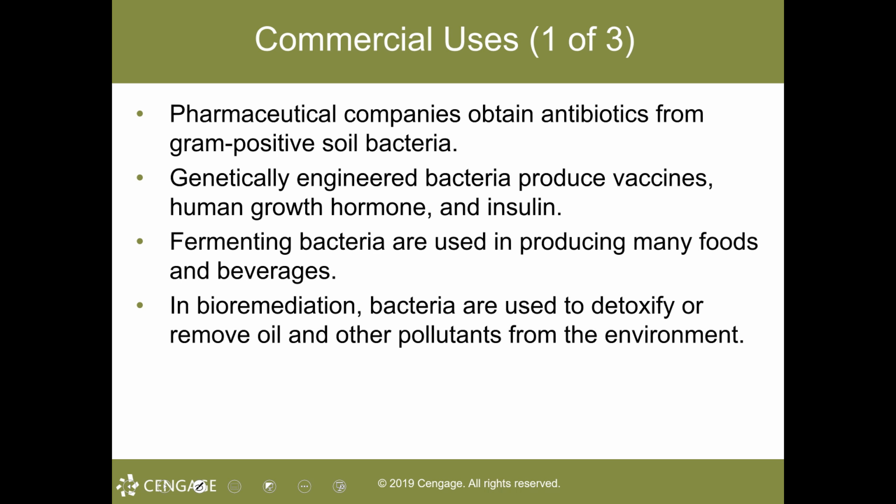And then commercially, we have the pharmaceutical companies that obtain antibiotics from the gram-positive soil bacteria. So it's not that we find an antibiotic in a store necessarily. Antibiotics are found from bacteria, typically soil bacteria. And then, of course, genetically engineered bacteria produce vaccines, and also things that are needed, such as insulin and even HGH, human growth hormone.